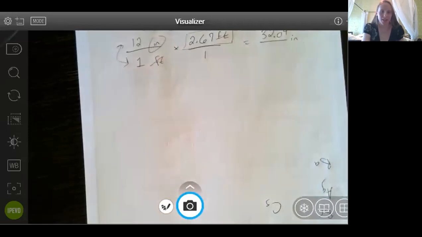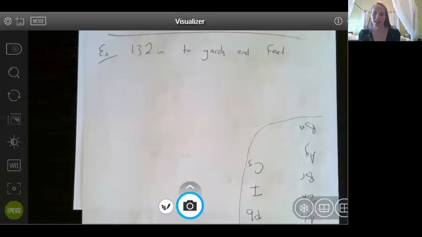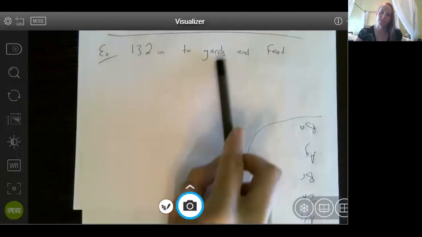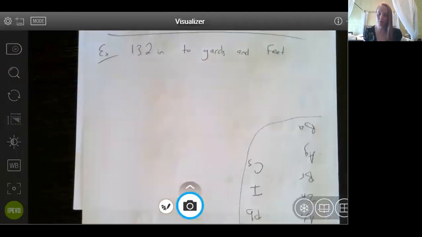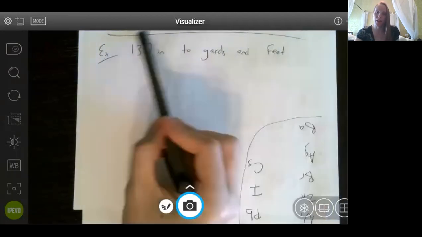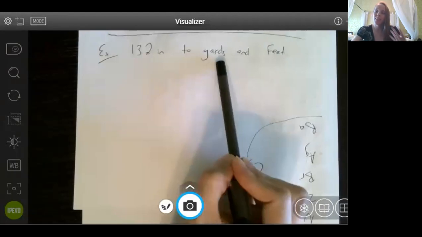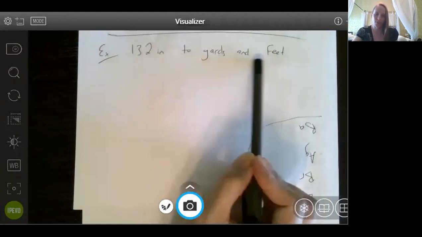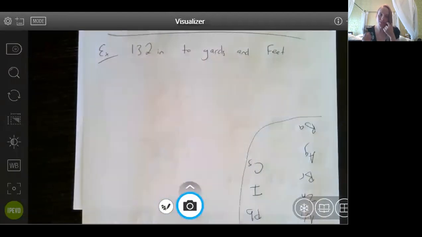Okay, the last thing I want to look at is how to convert with multiple units at the same time. So let's go through an example of what I'm talking about. Okay, so for this example, I have said convert 132 inches to yards and feet. Now, when I say that, I don't mean convert it all into yards and then convert it all into feet. What we mean by that is convert this into a whole number of yards, and then the leftovers get converted into feet. You always convert to the largest length first.